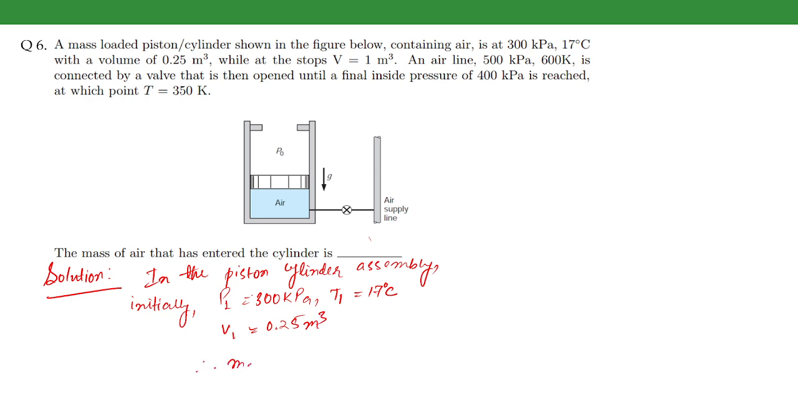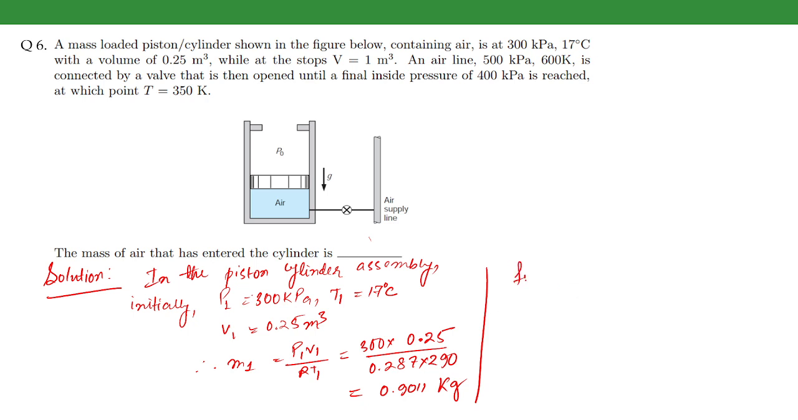So the mass is P1 V1 by R T1. So 300 into 0.25 by 0.287 multiplied by 290. So the mass is 0.9011 kg.